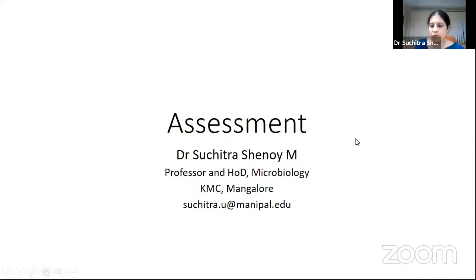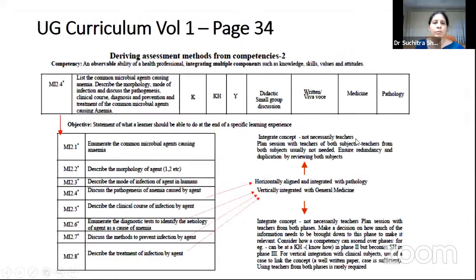Okay, so this is about the assessment part. So when I go on to the UG curriculum volume one, that is the page 34, they're already talking about the anemia part, and they're talking about horizontal integration with pathology and vertical integration with general medicine. So when they're talking about this, they're telling us what could be the possible learning objectives.